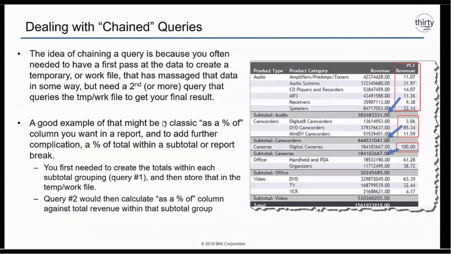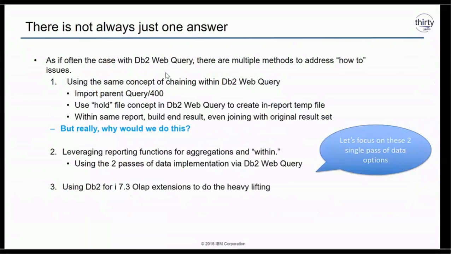So normally in the green screen query, this would absolutely require a couple passes of the data to first build the summary by product type and then run another query that creates the as a percentage of against that and then combine the result sets. So often with web query, when we get asked a question, the answer is, well, there's probably a couple, three different ways that you could do this, and that's true in this case as well.